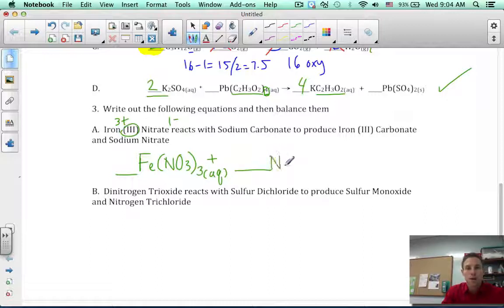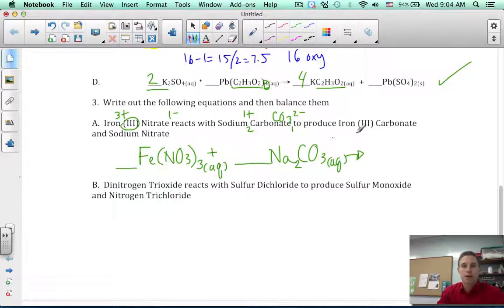Sodium carbonate. Sodium is 1 plus. Carbonate is CO3, 2 minus, the 2 comes down here, the 1 comes down there, so this ends up being Na2CO3, which is also aqueous. Then what we produce for this reaction is iron 3 carbonate. Iron 3 carbonate, that means we have a 3 plus and a 2 minus, the 2 comes down here, the 3 comes down there. This ends up looking like this.